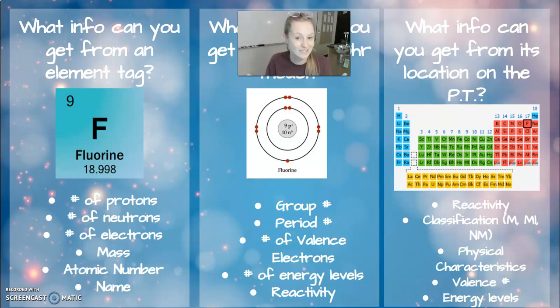And because we know it's a nonmetal, we can also predict its physical characteristics, meaning it's going to have a dull, no shininess to it appearance. It's not going to be malleable or ductile, and then it's not going to be a good conductor, okay? We can tell those things about that particular element just by where it is located. We can also predict its valence electron number, group 17. It's going to have 7 valence electrons, and its energy levels. It's in period 2. It's going to have 2 energy levels.